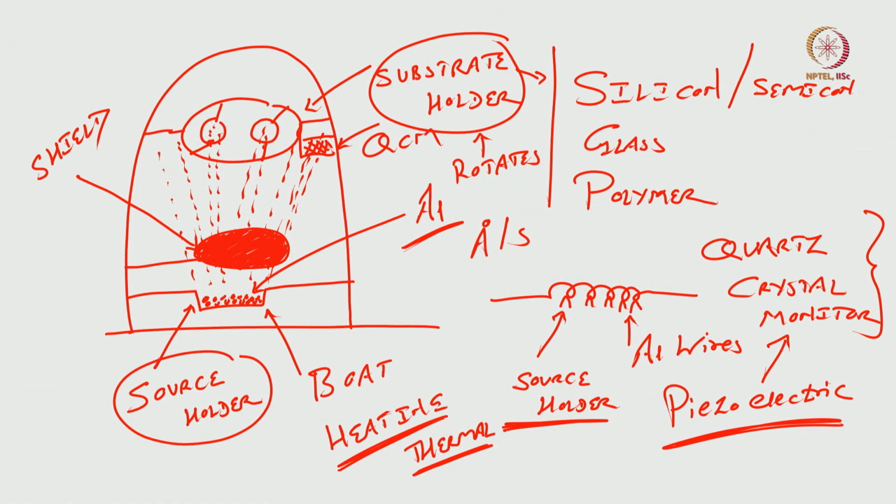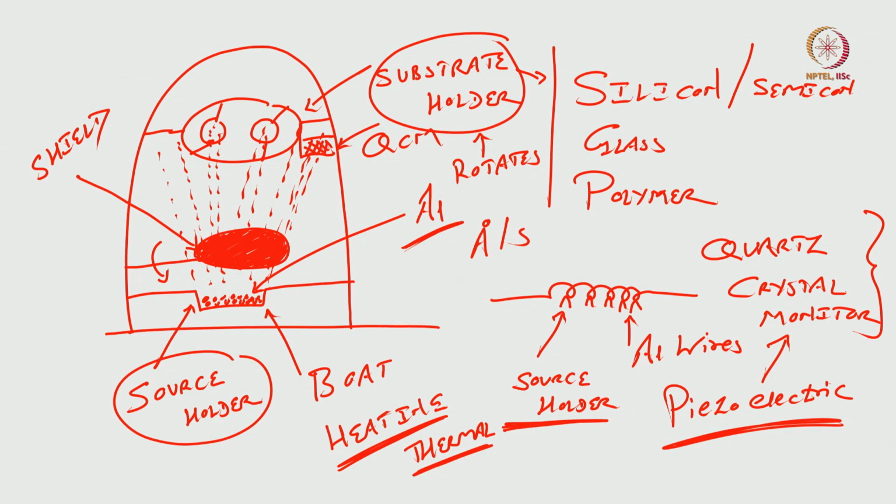So, QCM we talked about, for rate of deposition. The shield we have to rotate, we have to rotate the shield. So, it will come out of the path, right, between the source and the substrate, it will come out of the path which is between source and substrate.